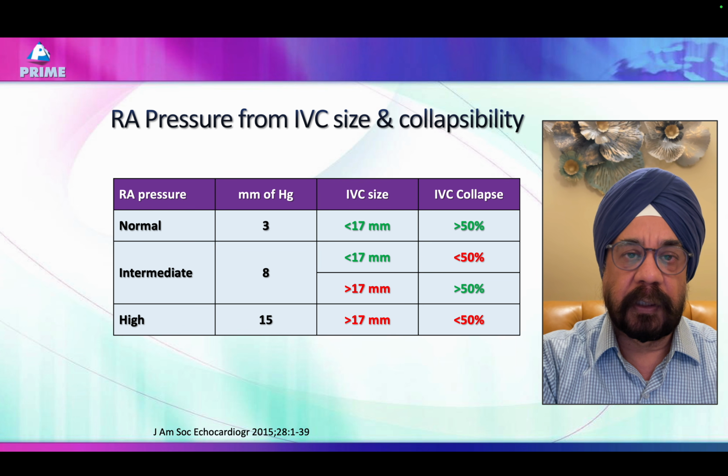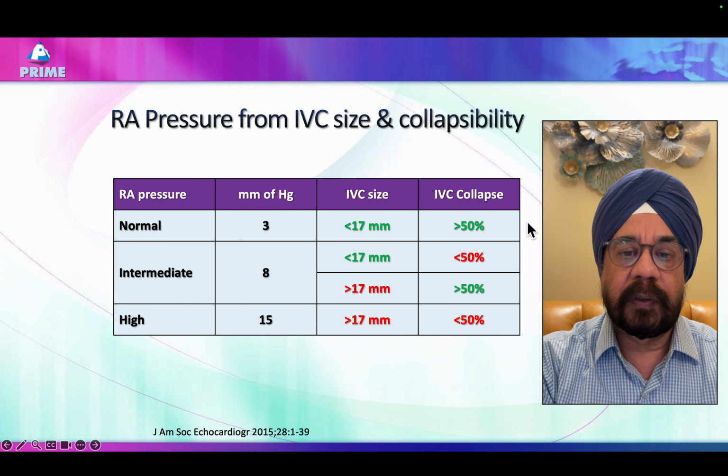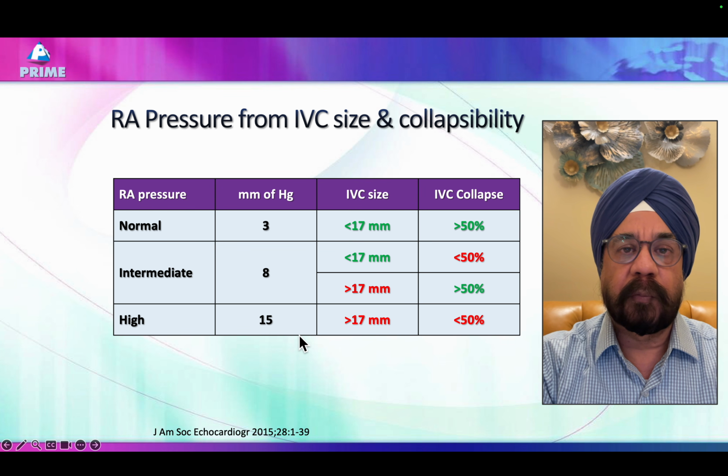So based on diameter and collapsibility, we calculate or we guess or judge the RA pressure. What is that? If everything is normal, the IVC size is normal and the IVC is collapsible, that means the pressure in RA is 3 millimeters of mercury. Or if both are bad, it is dilated and non-collapsible, we add 15 as the RA pressure. And in case one of these is right and the other is not, then the pressure is 8. Look at the huge jumps. And we presume that RA pressure cannot be more than 15.